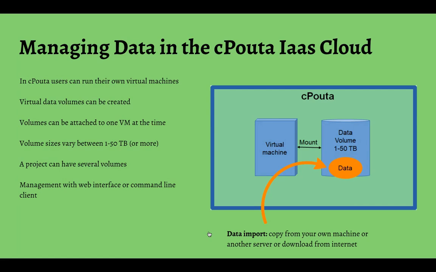Creating virtual machines and managing data volumes may sound quite difficult, but actually most of the management can be done through the web interface of cPouta. So you can fairly easily create your own virtual machine and link your own data volume to this virtual machine. Once you have this kind of system working, you can then use your virtual machine to copy or generate data to your data volume, to be further analyzed or used in this cPouta environment.